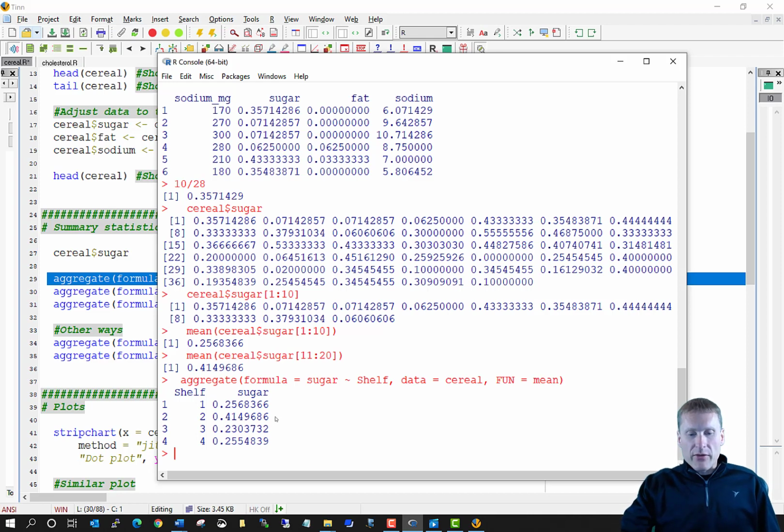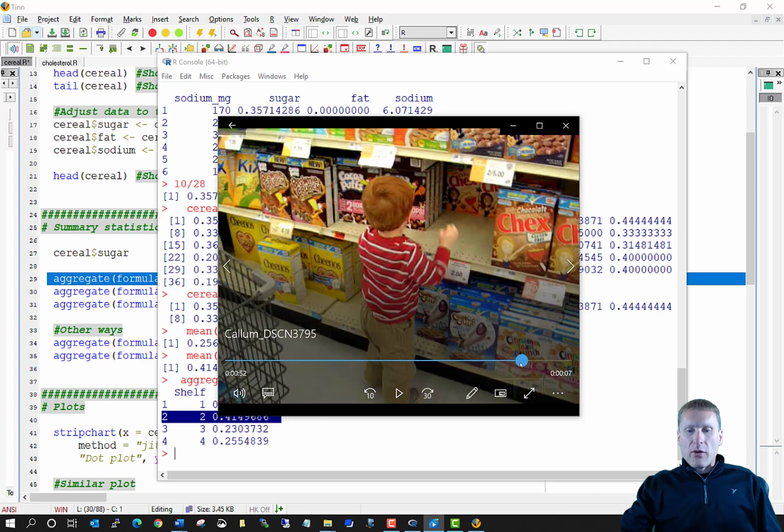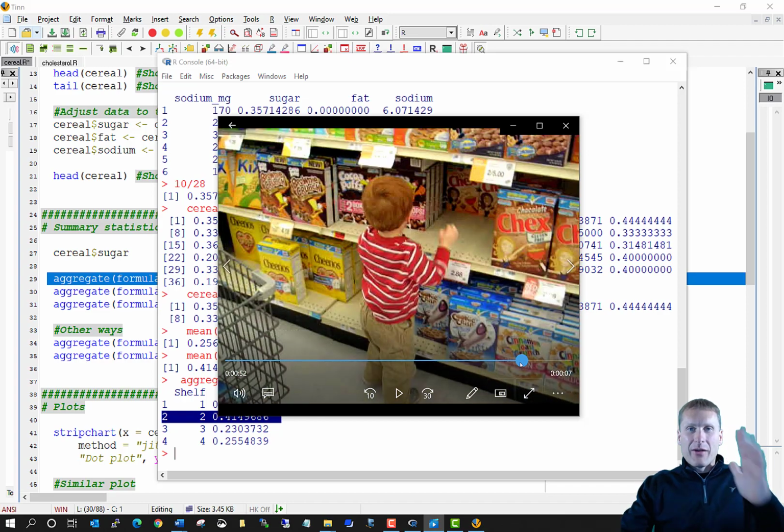And let's take a look at the results. We can see that shelf one, shelf three, and shelf four, their sugar contents, at least on average, are about the same. But look at shelf two, 0.41. It is pretty much higher. And again, if we go back to this video with Callum, you can see where his head is. His head is basically right at shelf two, and those are the cereals that he is, or at least the last two cereals that he is actually picking out and putting into our grocery cart.